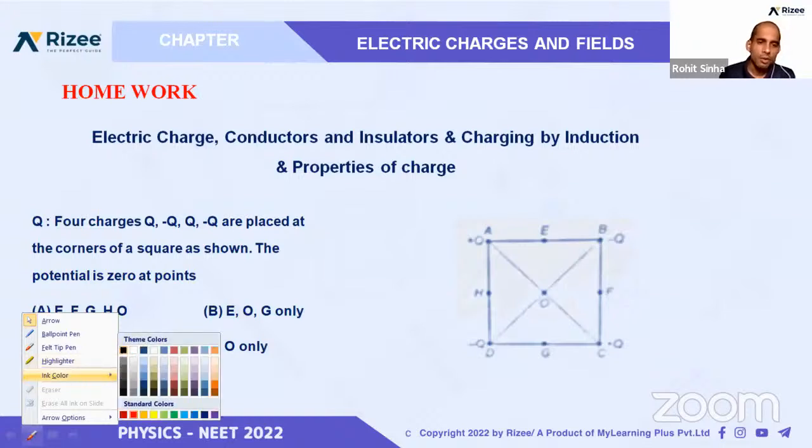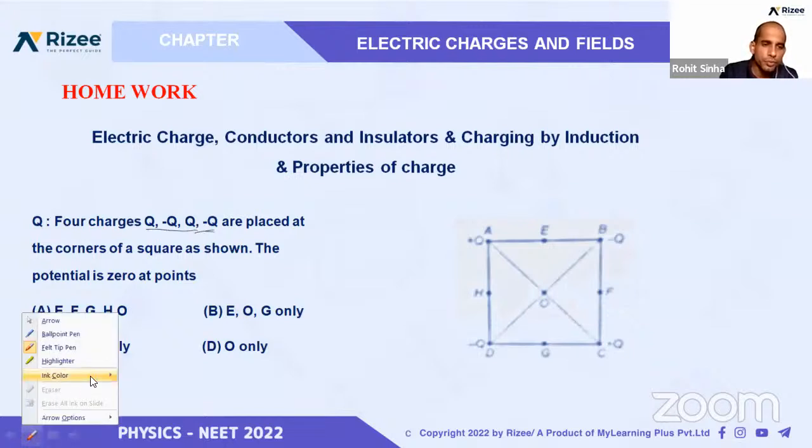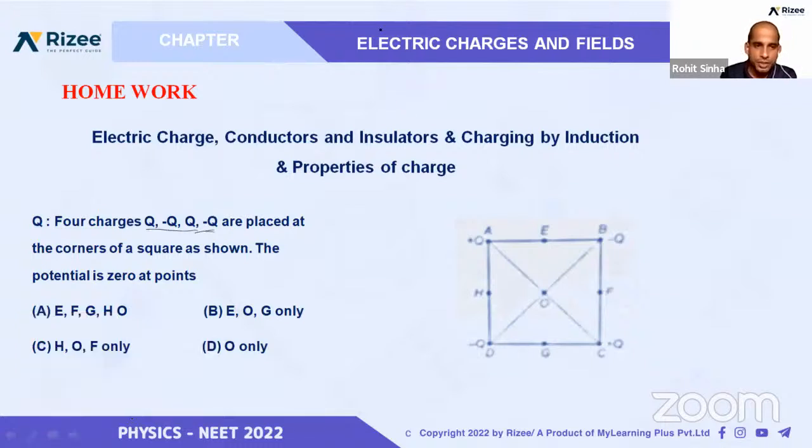Now, what was the question? The question was, there is a system of 4 charges, plus Q, minus Q, plus Q, as shown in the figure. You can see in the figure, 4 charges like this, plus Q, minus Q, and plus Q. It is asking at which point the potential will be 0.